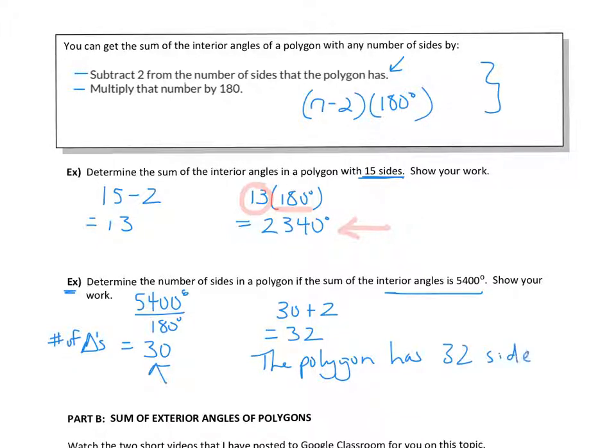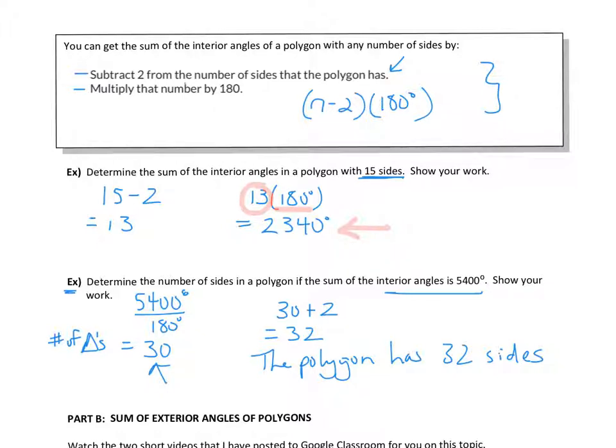Okay, so I've shown my work there to get those values. Hopefully that makes sense. Now, your next job is to figure out the sum of the exterior angles of polygons. And I have posted to Google Classroom 2 more videos, and they're very short. You don't have to take any notes down. I just want you to listen and watch the videos.